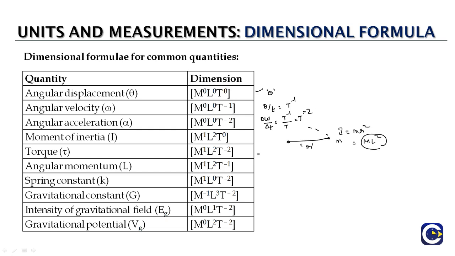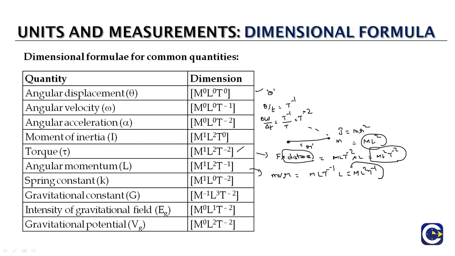Then we have torque. Torque is nothing but the force multiplied by the distance, where the distance is the distance from the point where you apply the force to the axis. So it will be M L T^-2, since force is already there, into L, which will be M L^2 T^-2. Now we can see one more interesting concept here: torque and energy both have the same dimensions, but they are different physical quantities. For angular momentum, a particle of mass m going in a circle of radius r with a velocity v will have angular momentum m into v into r, so it will be M L T^-1 into L, which is M L^2 T^-1.